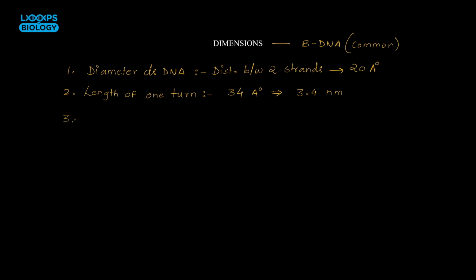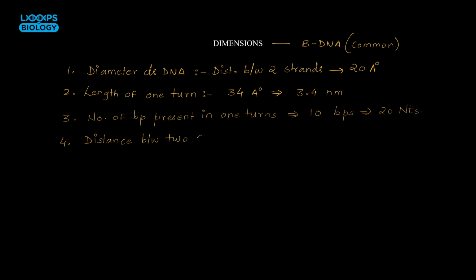So third case, how many base pairs? The number of base pairs present in 1 turn. So how many base pairs are present inside 1 turn? There are a total of 10 base pairs. So 10 base pairs are nothing but 20 nucleotides. Got my point?